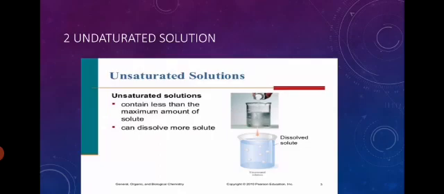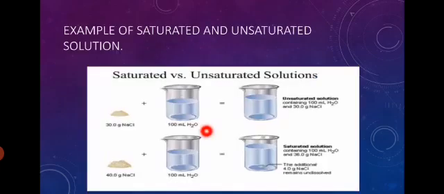The next type of solution is the unsaturated solution. An unsaturated solution contains less than the maximum amount of solute and can dissolve more solute. You can easily see this in the diagram. If you add only half a teaspoon of sugar or salt to the water, the solvent still has the ability to dissolve more solute. Such solutions are called unsaturated solutions.